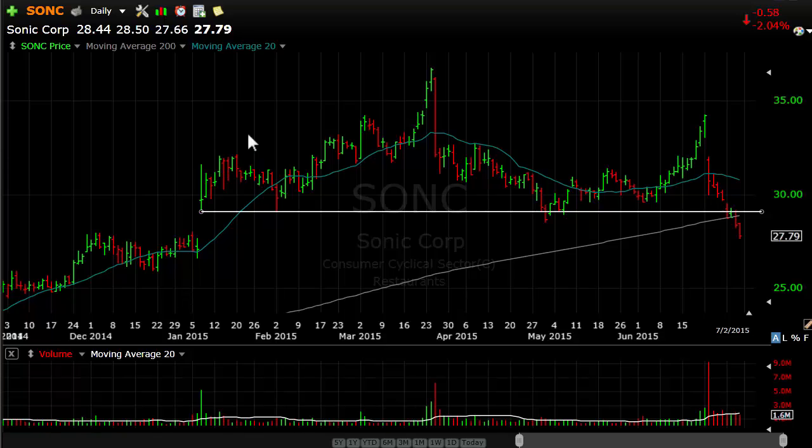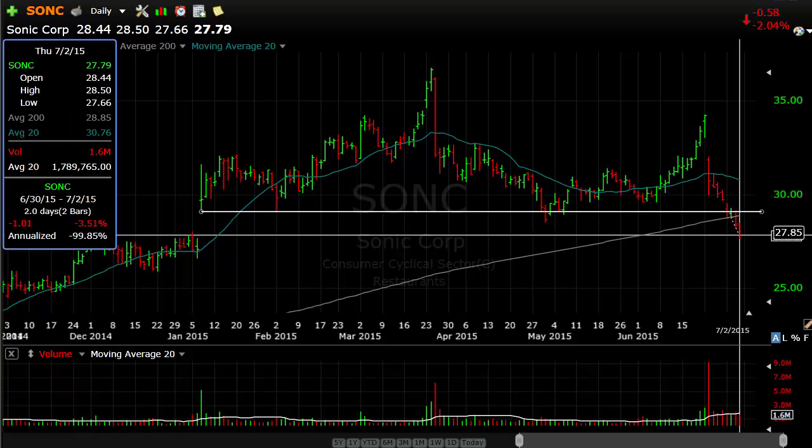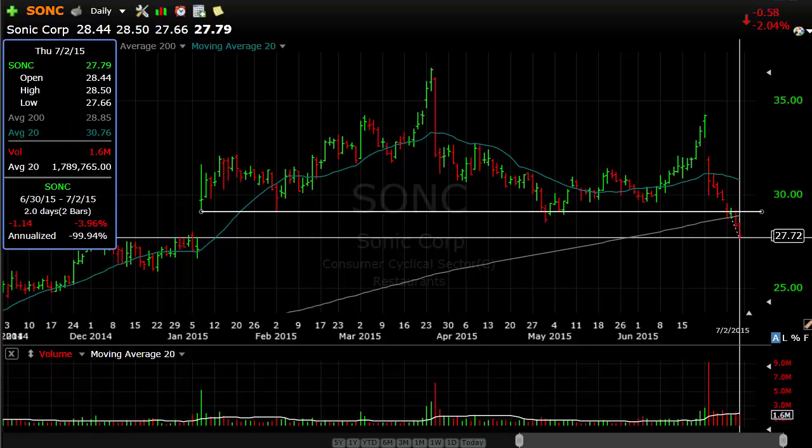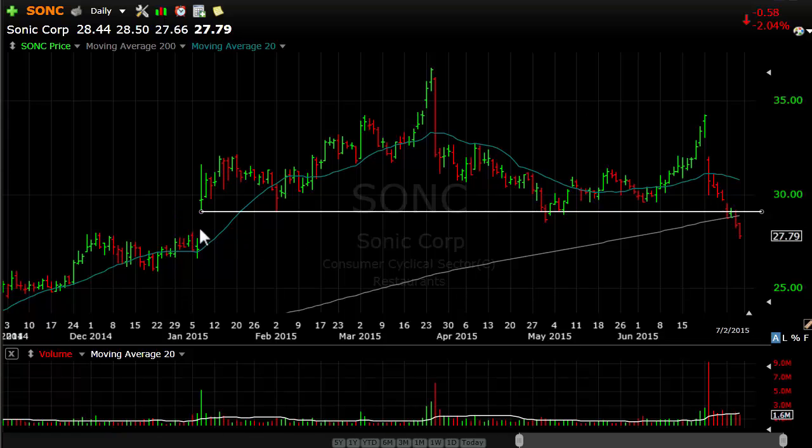So looking at the first one, we have SONC, Sonic Corp. I took a look at this one because we have this long chart pattern that's been extending for that support line. And that support line really has been held up for quite a while. It's been held up right here at this level, this level, this level, and finally it broke at that level. Now, if you were waiting for that break, you would be up about $1.20, watching this gap and how this stock comes into the gap.